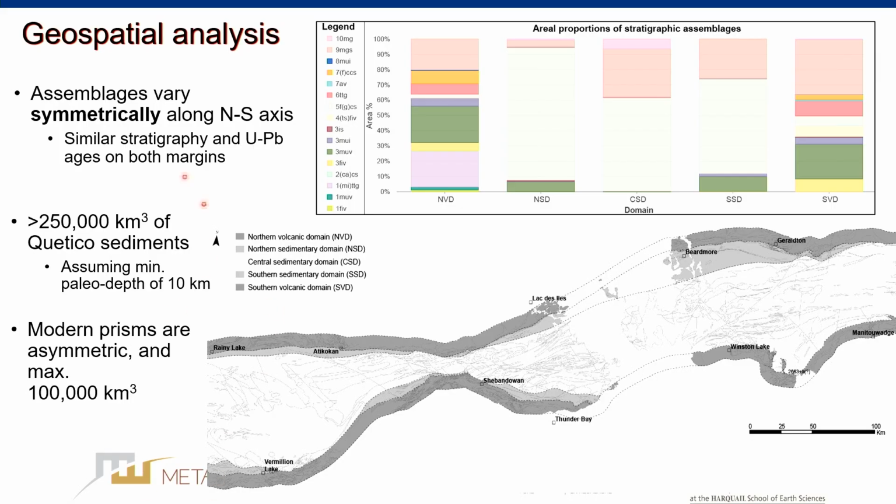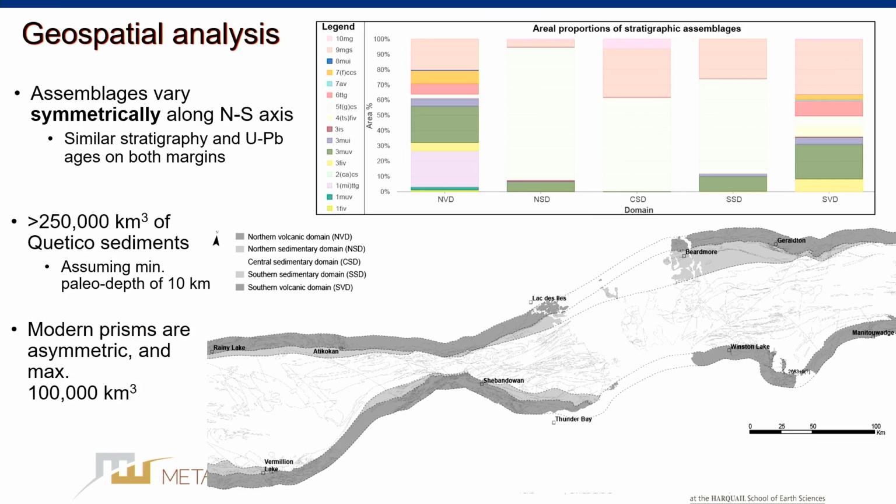The main key points are that the assemblages seem to vary symmetrically along the north-south axes. So in general you have similar composition and similar ages and proportions of those stratigraphic assemblages on the north and south sides of the belt. Into the Quetico proper, you get similar contributions of mafic volcanic panels or interleaves, and then in the center, of course, it's going to be mostly sediments and granulites or intrusions.